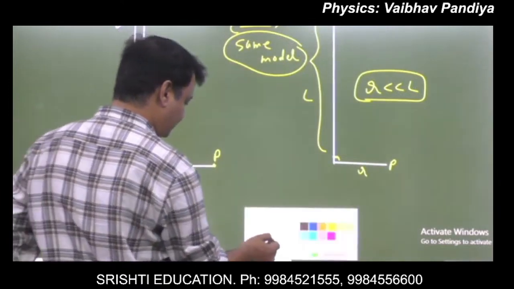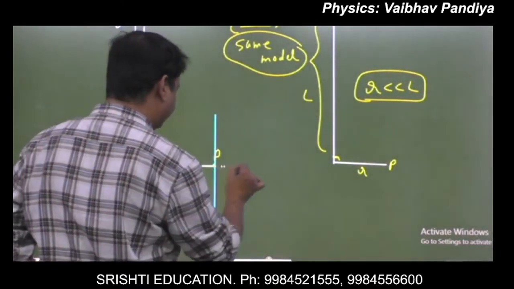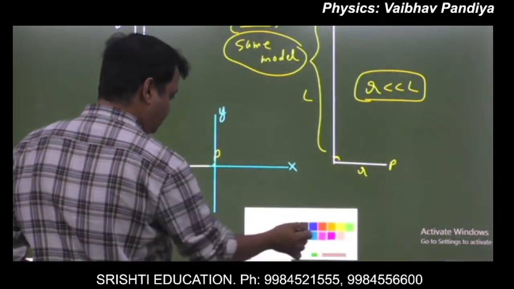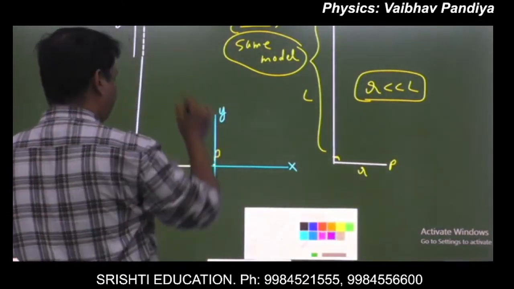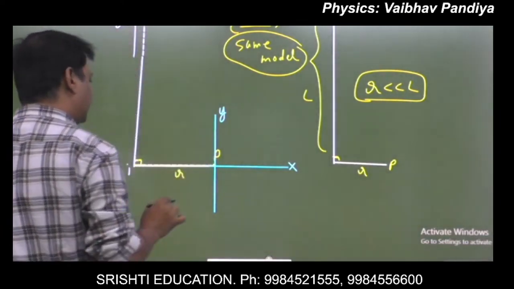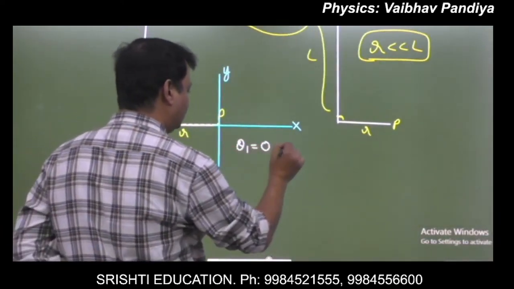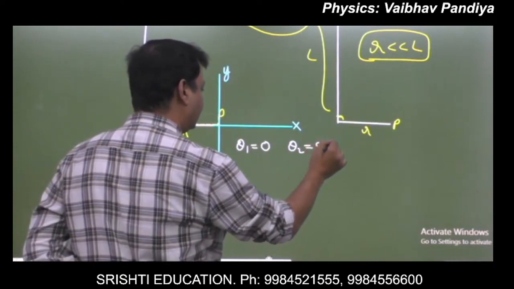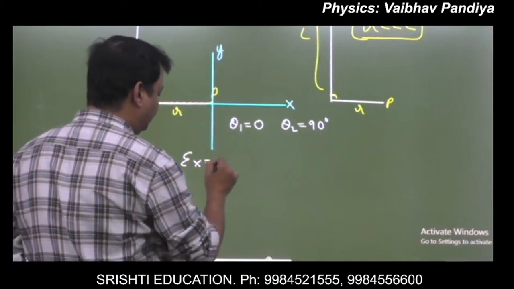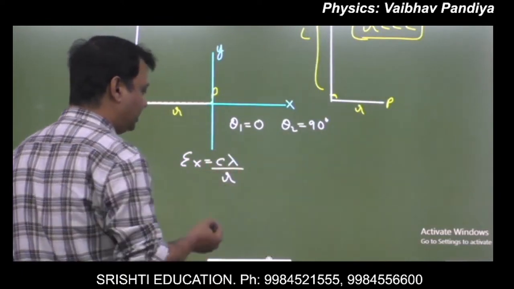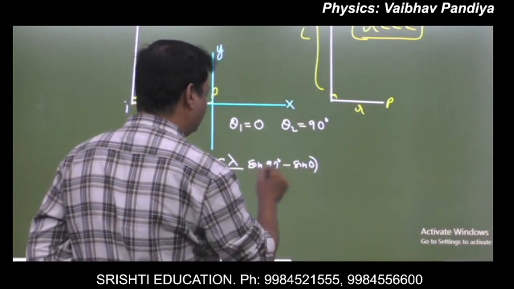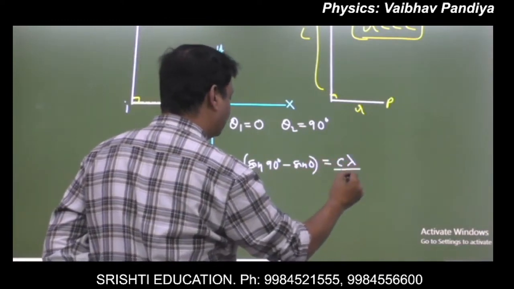See, in this case, I'm taking the two axes. This is your x-axis and this is your y-axis. And if you see the initial angle, this is the initial point. The final point is at infinity. So theta 1 is 0 and theta 2 is what? 90 degrees. For both models, it is the same. So Ex will be C lambda by R, sine of 90 minus sine of 0. So we'll get C lambda by R, correct?